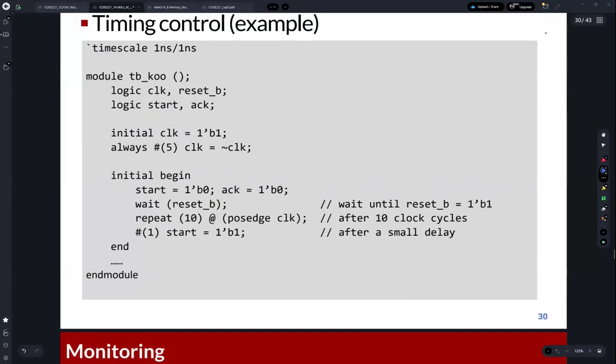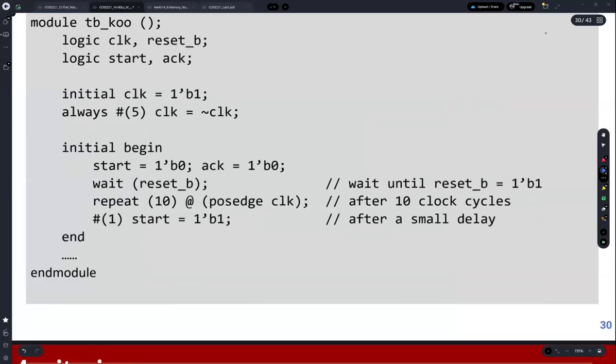Okay, so this is another example. Let's estimate this start signal. You can find that the initial statement is here. So what does that mean? Initially start becomes 0. At the beginning of simulation, t equals 0, then start is 0, right? And then what can you find?